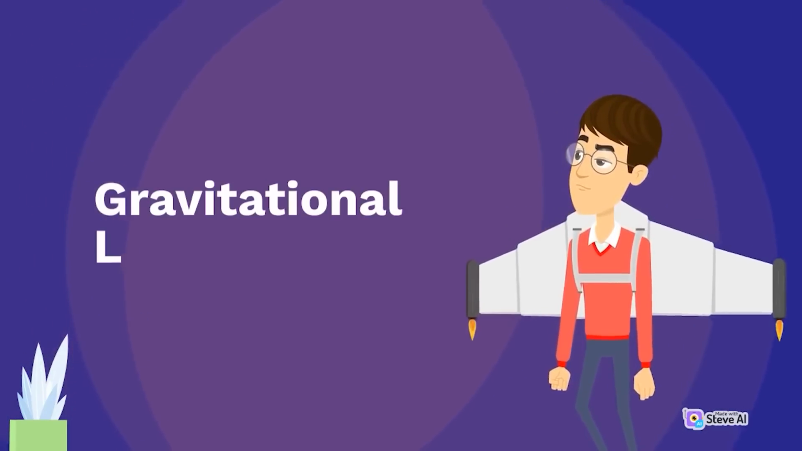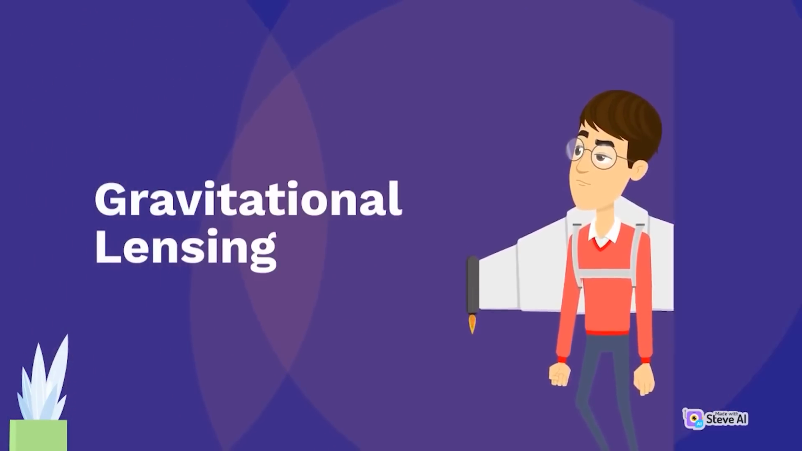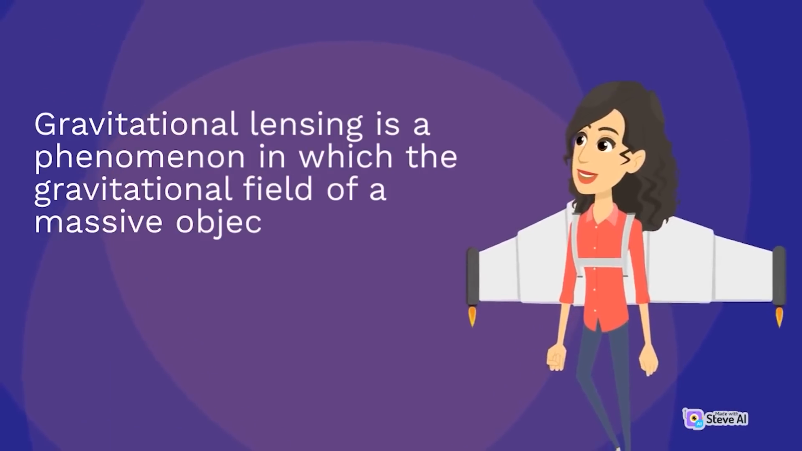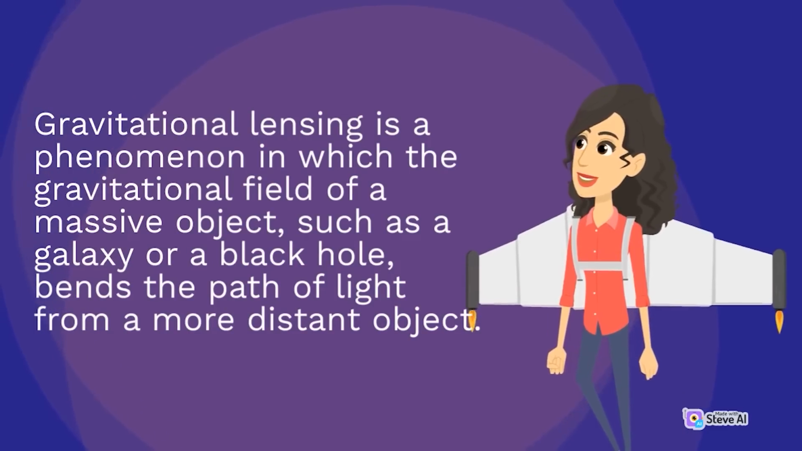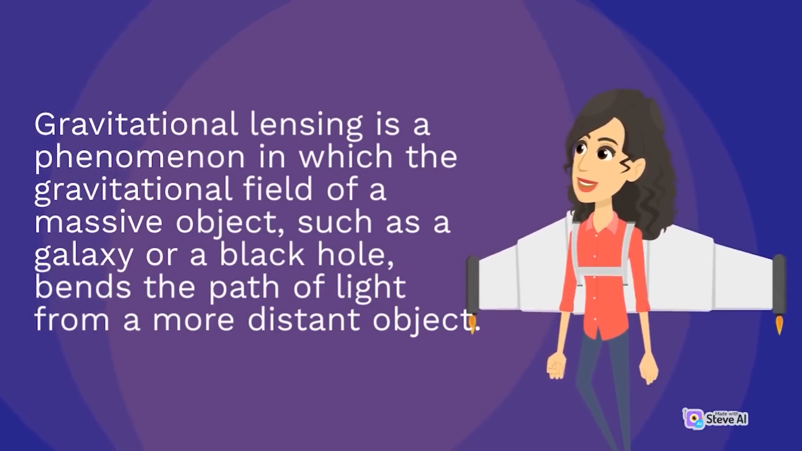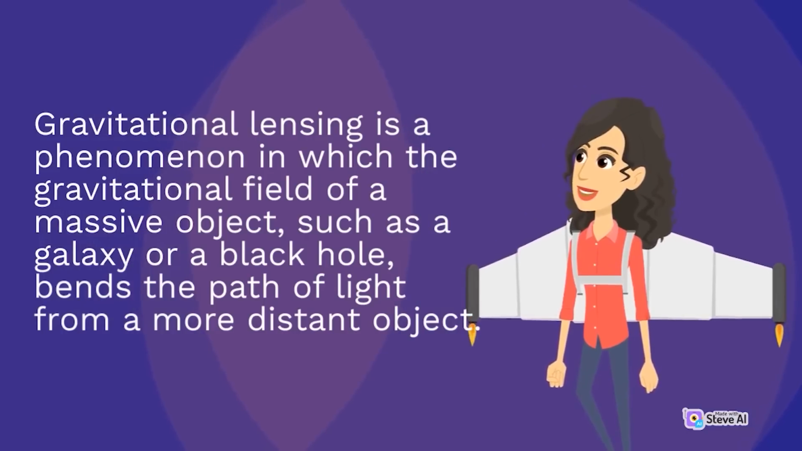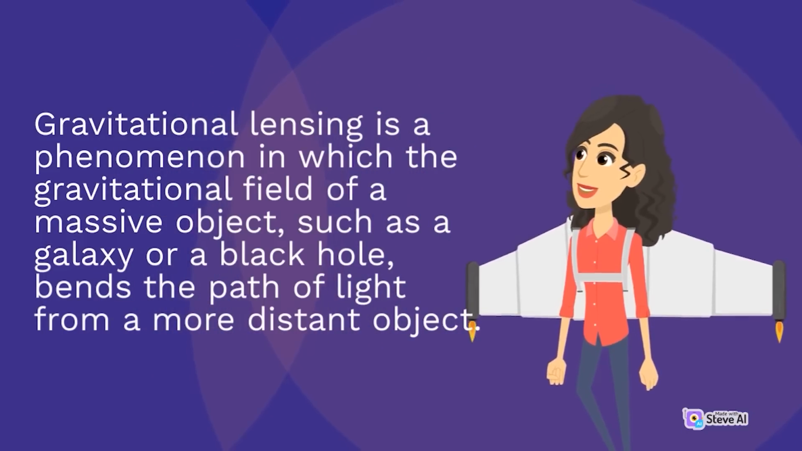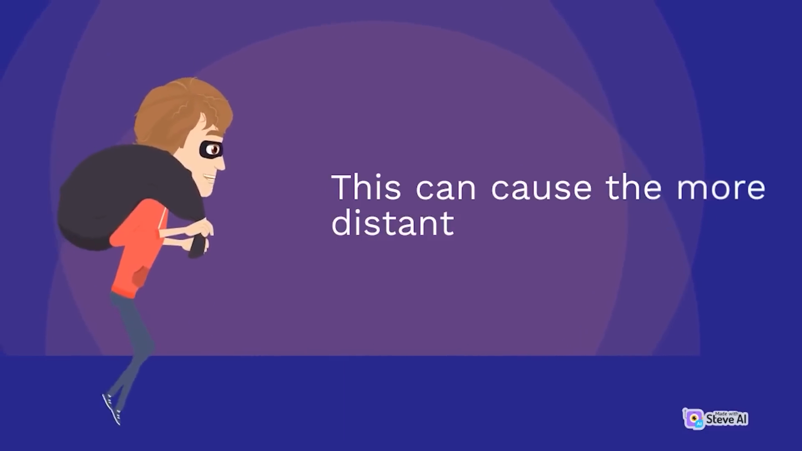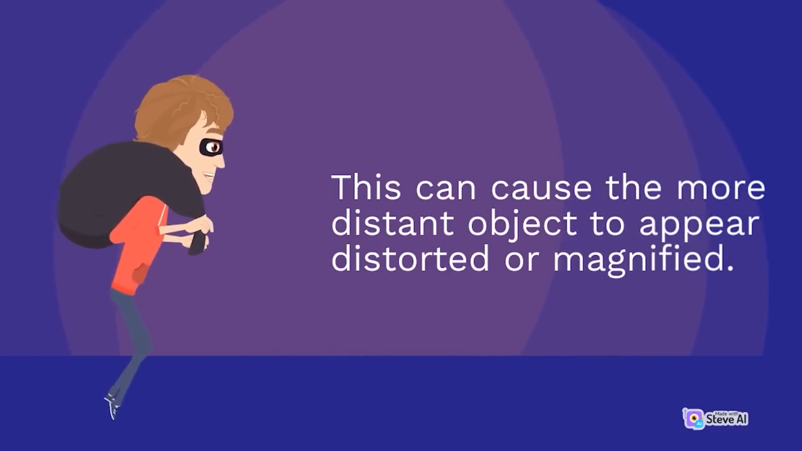Gravitational lensing. Gravitational lensing is a phenomenon in which the gravitational field of a massive object, such as a galaxy or a black hole, bends the path of light from a more distant object. This can cause the more distant object to appear distorted or magnified.